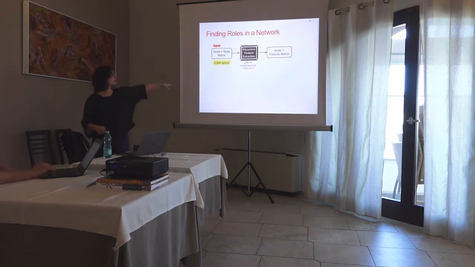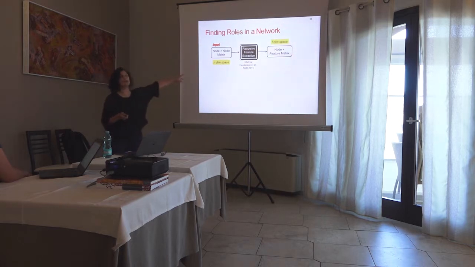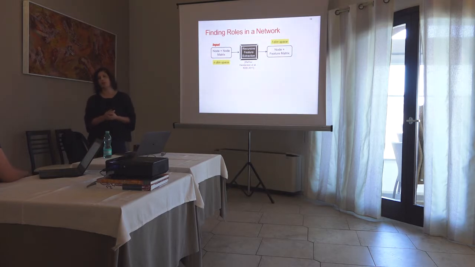What I'm going to do is I'm going to send it to an algorithm called RolX. And what this RolX is going to do is it's going to give me a node by feature matrix. This node by feature matrix is going to have a lot fewer columns than n, but it's going to be a dense matrix, as opposed to this n by n matrix, which was a sparse matrix, right? We know that social networks, when you represent them as an adjacency matrix, are sparse matrices.